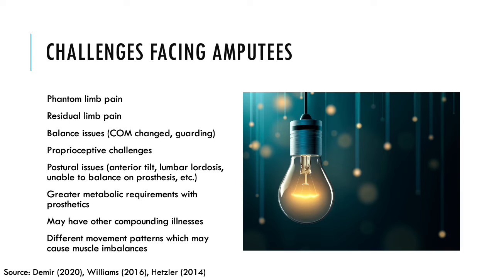There may also be other compounding illnesses. Like I mentioned before, many individuals with amputations have diabetes or another infection or illness, and those must be taken into consideration. And then also, when you're learning to walk with a prosthesis, you have to learn new movement patterns, which may cause muscle imbalances, especially at the beginning while people are figuring out those new movements.